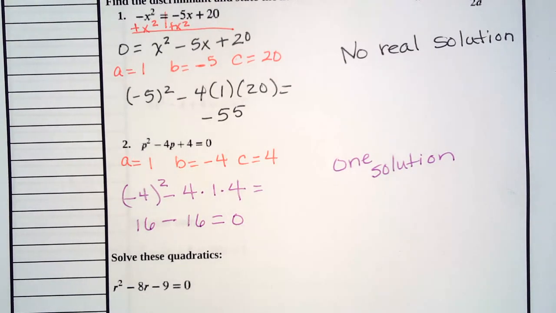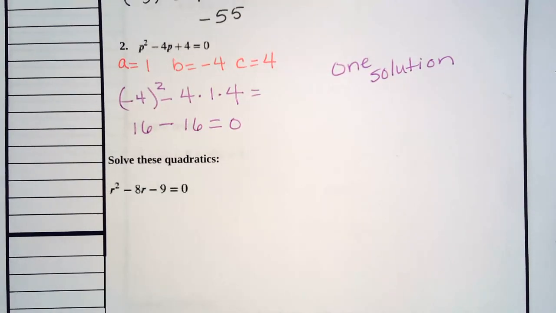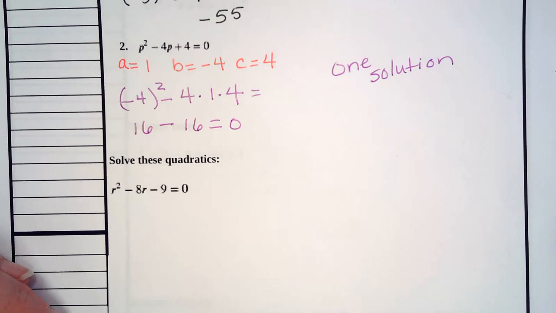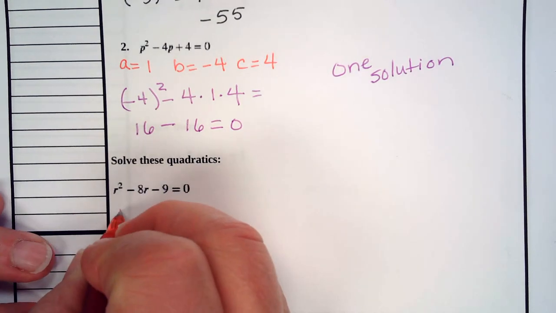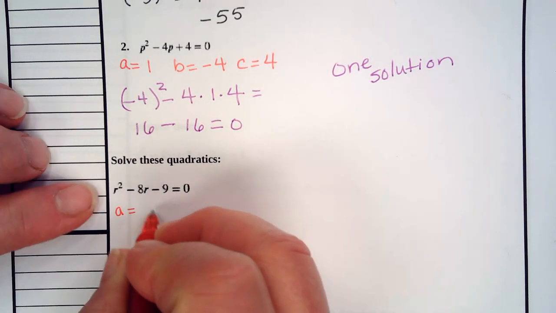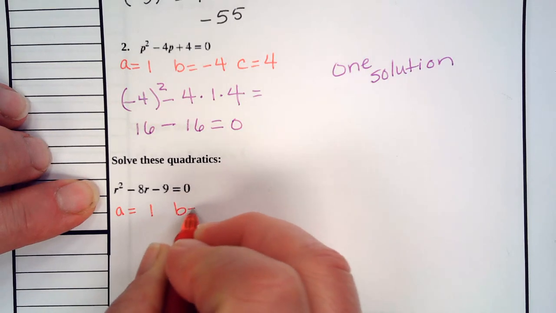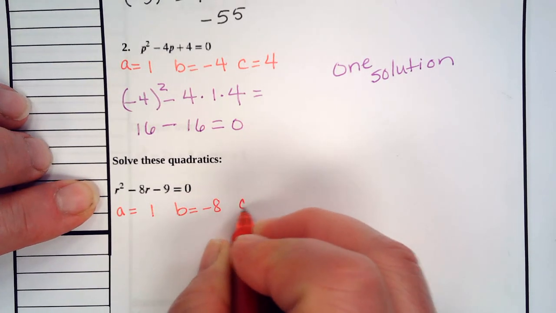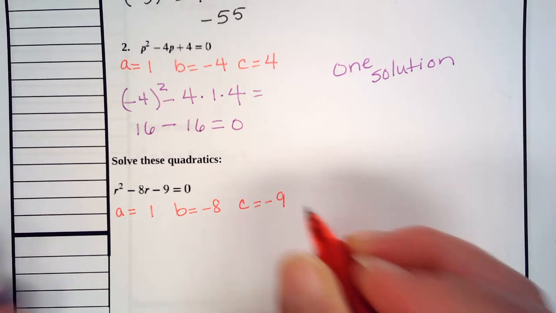Okay, now we're going to solve these quadratics. We're going to use the quadratic formula, even though you could also use the diamond method. But for the practice, we're going to do the quadratic formula. Then if you want to, you can do the diamond method to check. So, identify A, B, and C. A is 1, B is negative 8, C is negative 9.